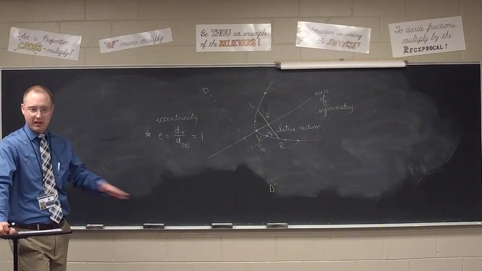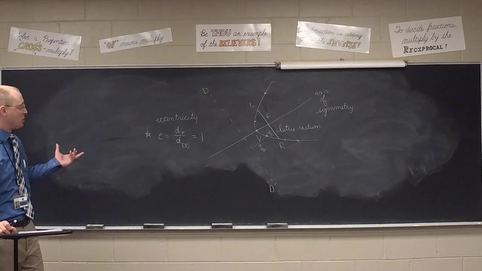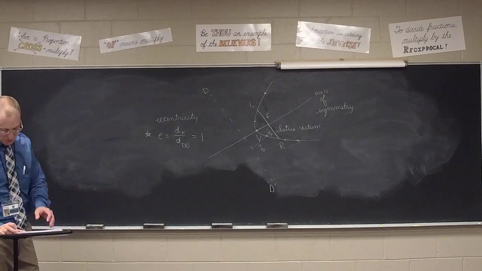The circles always have an eccentricity of 0. Parabolas always have an eccentricity of 1. So we're going to take the two easy ones. Then the weird ones come later. But for now, we'll deal with these two.